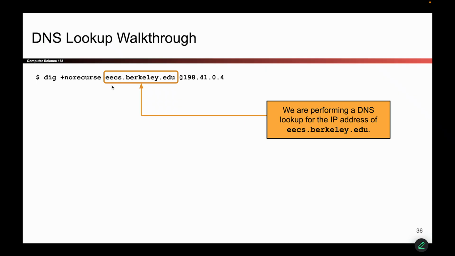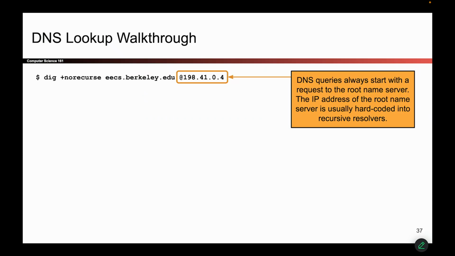So here's the terminal command. It says, I want to know the IP address of eeks.berkeley.edu. That's my query. I want to know its corresponding IP address. So when I start, I don't know where the name servers are. I don't know who to ask. When I don't know who to ask, I'm going to go to the top. The person who definitely knows my answer or can help me is the root.